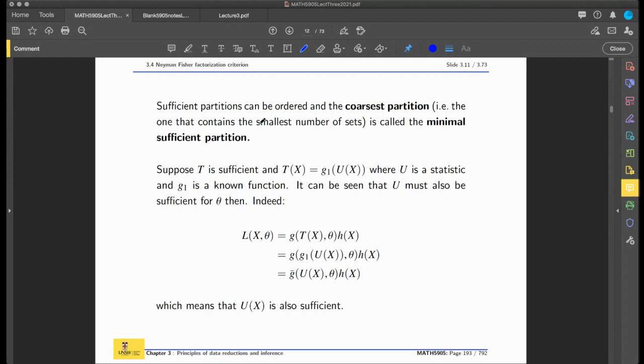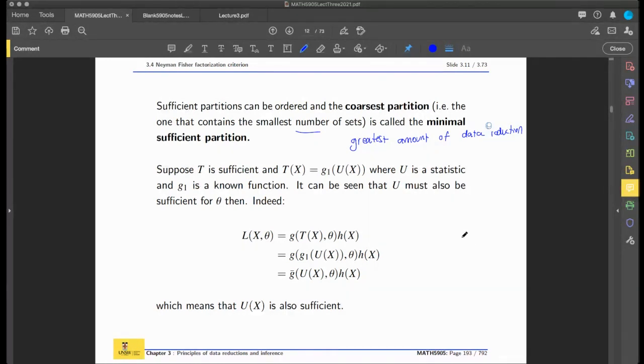And so what we can do is order the sufficient partitions by the coarsest partition, i.e. the one that contains the smallest number of sets. Because you have a smaller number of sets, you have the greatest amount of data reduction. Okay, and so the sufficient partition that has the smallest number of sets, we call that the minimal sufficient partition, because it has the greatest amount of data reduction. Which is of course what we're looking to do to make our decisions easier.